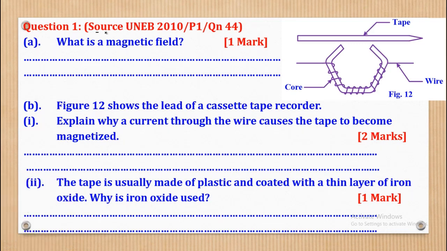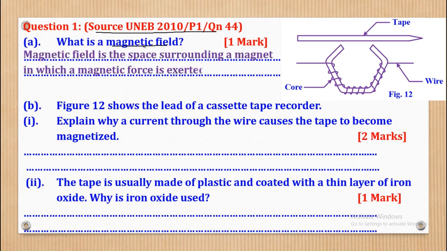So question 1 came from UNEB 2010, paper 1, question 44, and part A says, what is a magnetic field? So here we shall see that a magnetic field is the space surrounding a magnet in which a magnetic force is exerted. If you wrote that, it will be 1 mark. So now we shall go to part B.